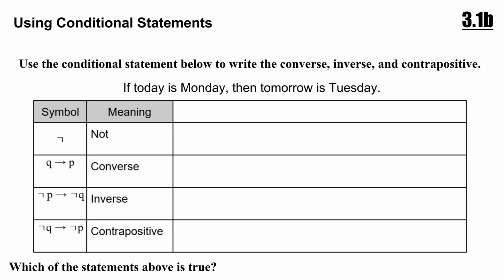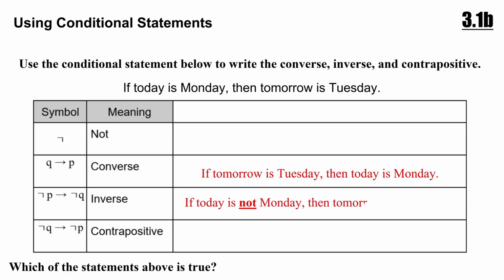To write the converse, flip the conclusion and the hypothesis. So the converse of this conditional statement is, if tomorrow is Tuesday, then today is Monday. To write the inverse, put the word not in the conditional statement. So the inverse of this conditional statement will be, if today is not Monday, then tomorrow is not Tuesday.